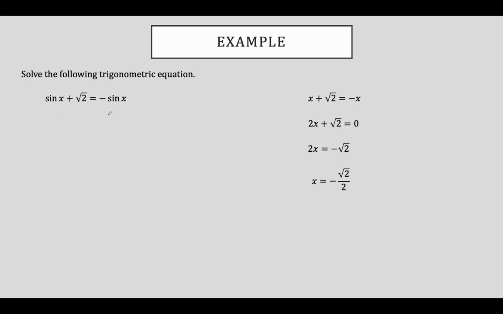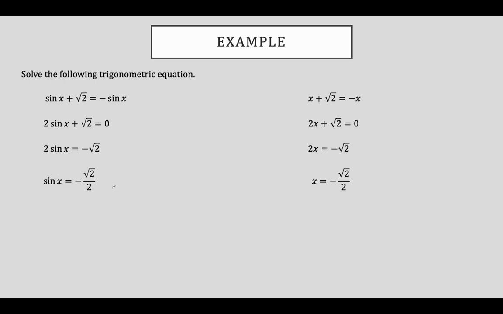Our process is similar with our trigonometric equation. We want to combine like terms. Adding sine x to both sides of the equation gives us 2 sine x plus root 2. Subtracting root 2 from both sides of the equation gives us 2 sine x is equal to negative root 2. And dividing by 2 gives us sine of x is equal to negative root 2 over 2. Now, again, this is not our final answer. When you are solving an equation, you need to solve for the variable x.